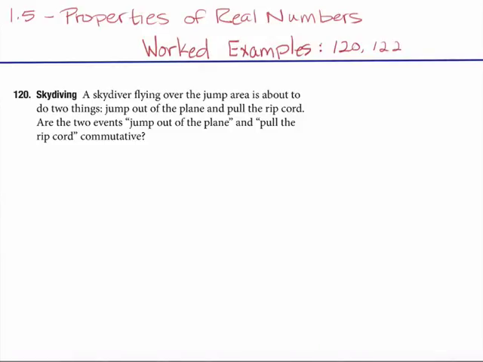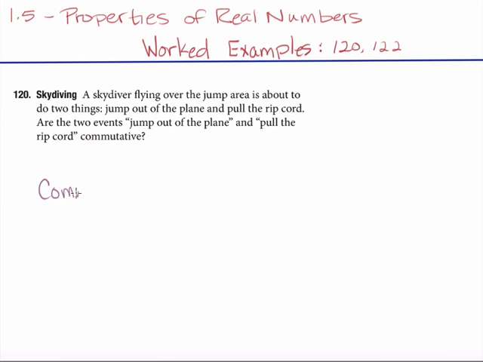Here's question number 120. A skydiver flying over the jump area is about to do two things: jump out of the plane and pull the ripcord. Are the two events, jump out of the plane and pull the ripcord, commutative?